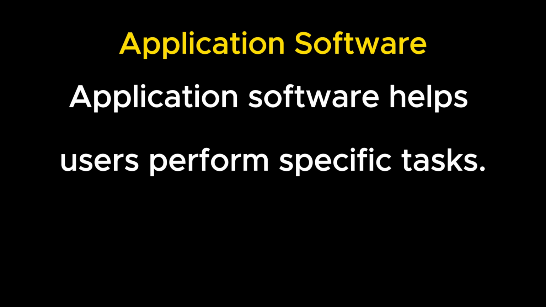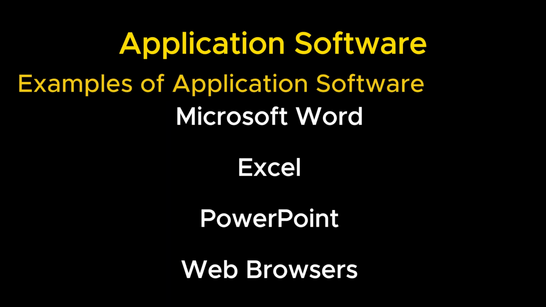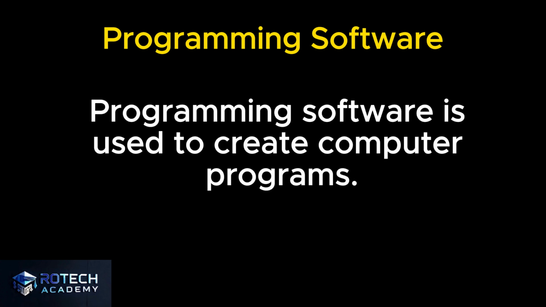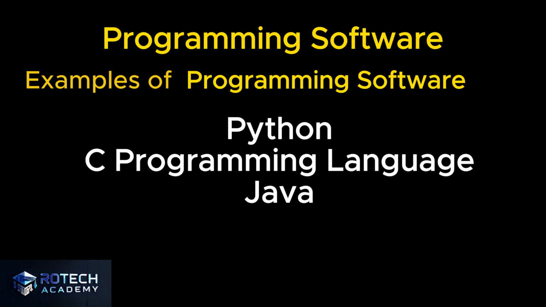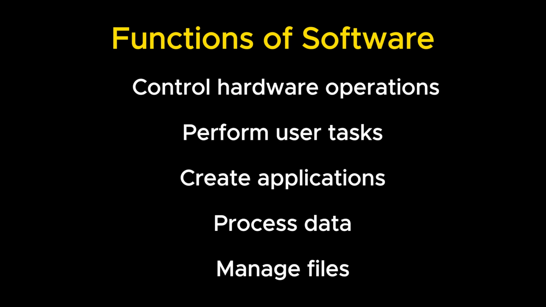Application software. Application software helps users perform specific tasks. Examples: Microsoft Word, Excel, PowerPoint, and web browsers. Programming software. Programming software is used to create computer programs. Examples: Python, C programming language, Java. Functions of software. Software helps to control hardware operations, perform user tasks, create applications, process data, and manage files.